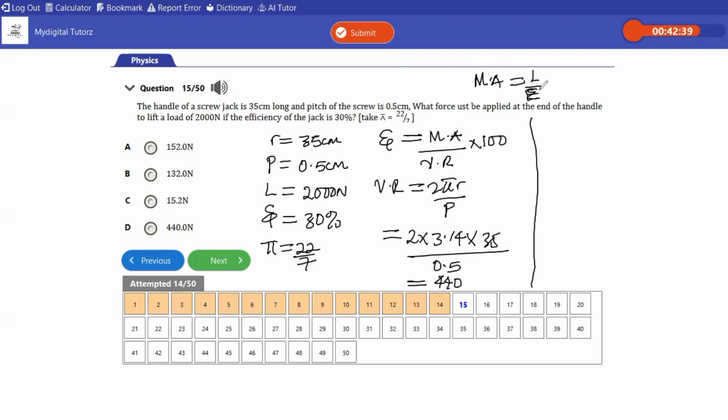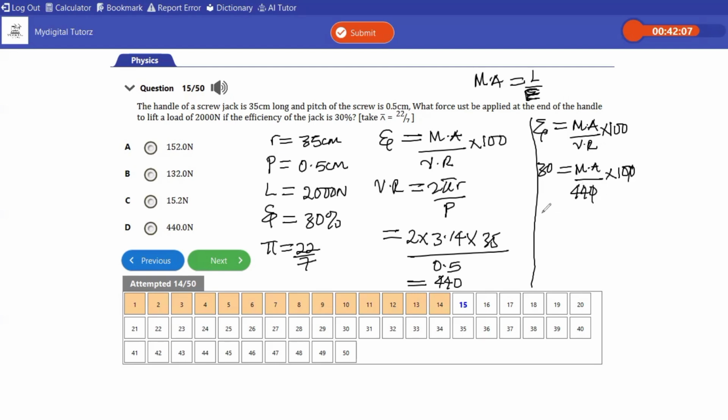Remember the formula: mechanical advantage is equal to load all over effort. Let me use the letter E. Without mechanical advantage, you cannot get effort. So from this formula, we can get our mechanical advantage. Efficiency is equal to mechanical advantage all over velocity ratio, multiplied by 100. So our efficiency, which is 30, equals mechanical advantage all over 440, multiplied by 100. So we cancel this 0.